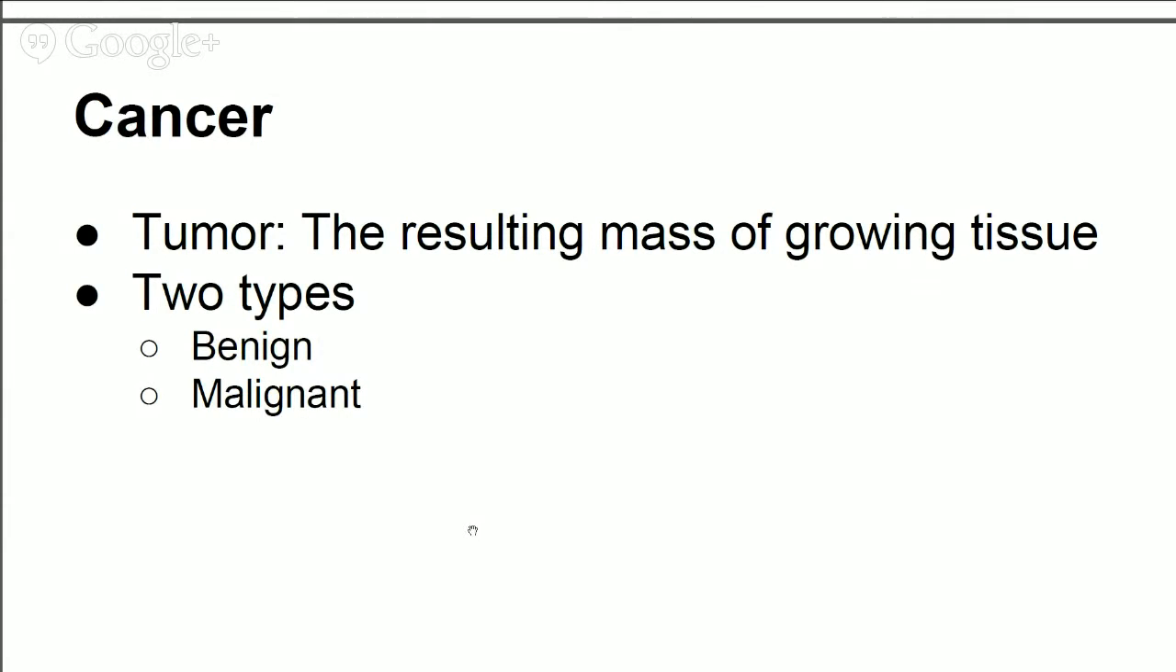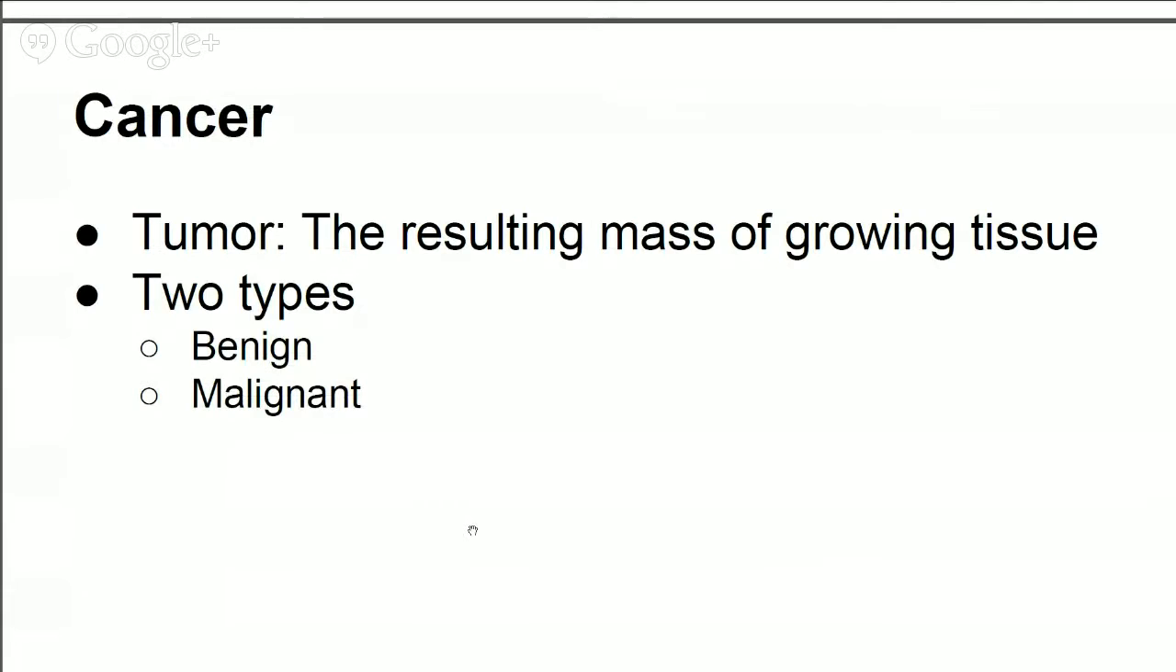There are two types of tumors, benign and malignant. A benign tumor is a localized tumor, so it grows at one site, and a malignant tumor is a tumor that grows and divides uncontrollably and ends up spreading to other sites.